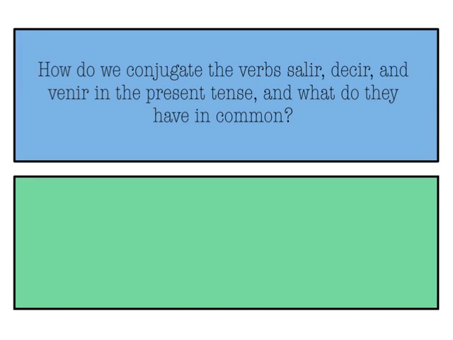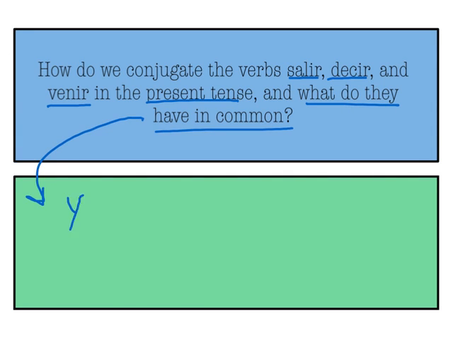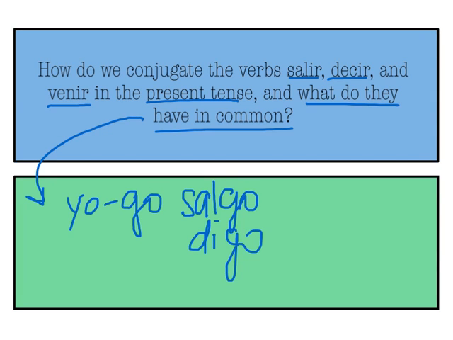So our big question of the day was, how do we conjugate the verbs salir, decir, and venir in the present tense, and what do they have in common? So let's start with the question, what do they have in common? They're yo-go verbs. And if you need to define this for yourself, this is when in the yo form, it ends in go. All three of these are yo-go verbs. So we have yo salgo, yo digo, and yo vengo.